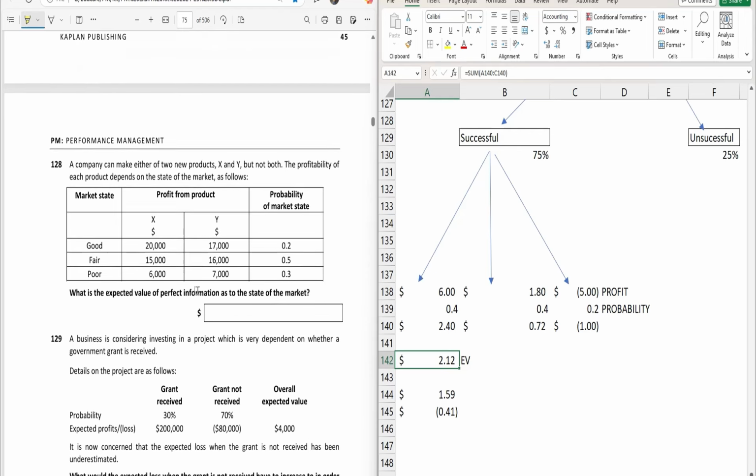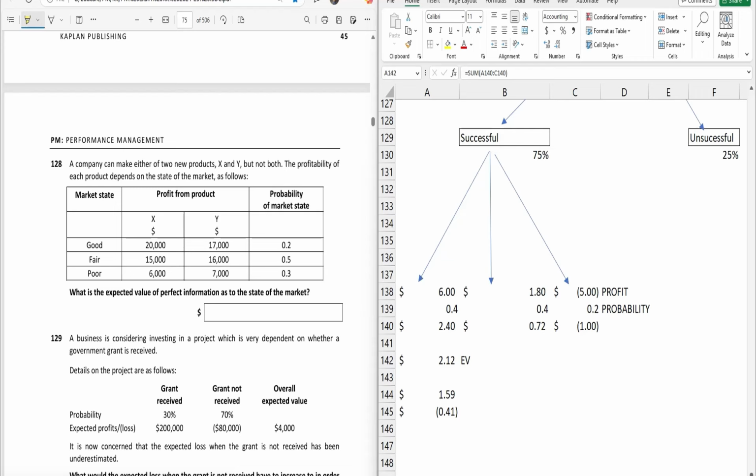Now let's move to question number 128. In this question, the company can make either of two products, X and Y, but not both. The profitability of each product depends on the state of the market as follows. They have provided the profit for both of these and the probability is also attached, right? Now, the question is asking what is the expected value of profit information as to the state of the market.